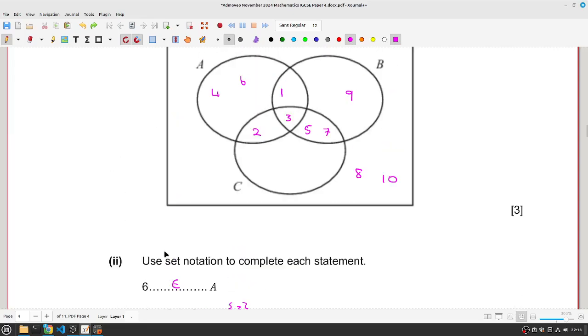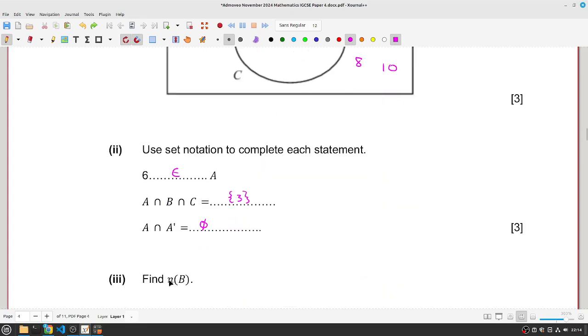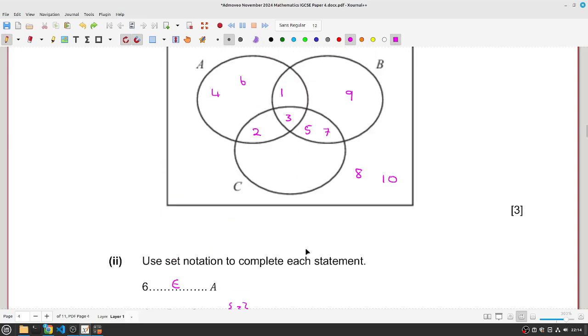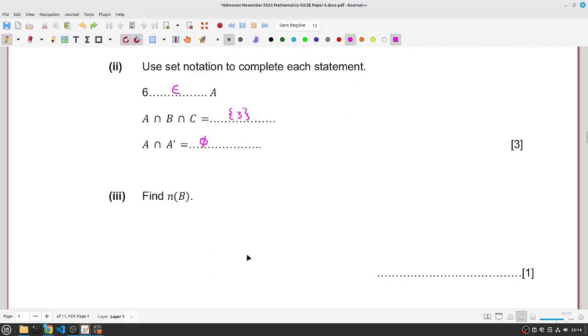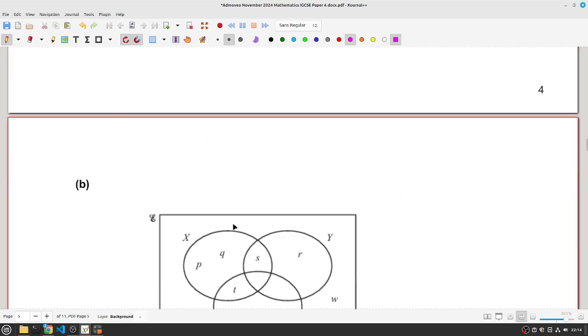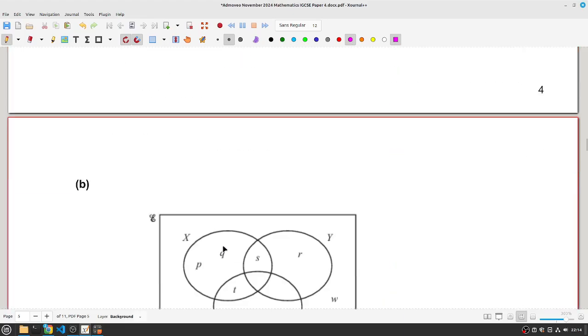Question A3, right? A3, yes. Find n of B. So what does that mean? That means the number of things, the number of elements in set B. Okay, so in set B we can count them. 1, 2, 3, 4, 5. There are 5 things in set B. Okay, so that was that for the first question. See, not too bad, right?